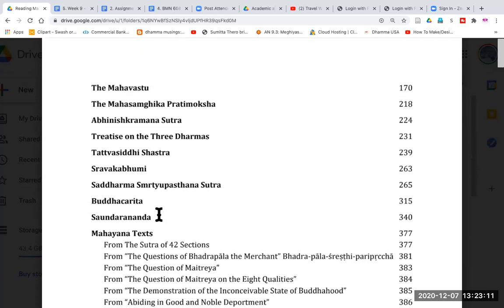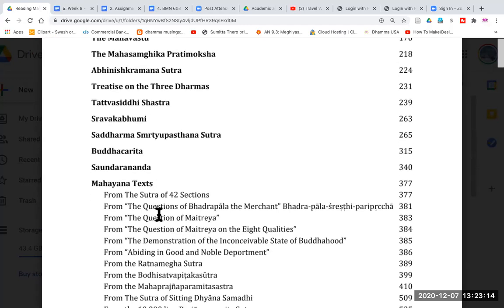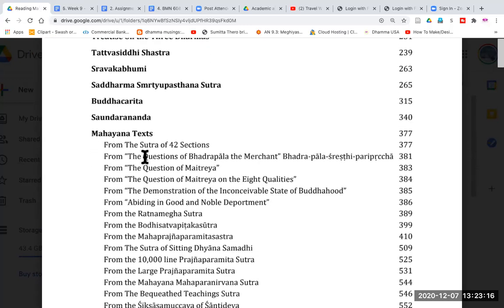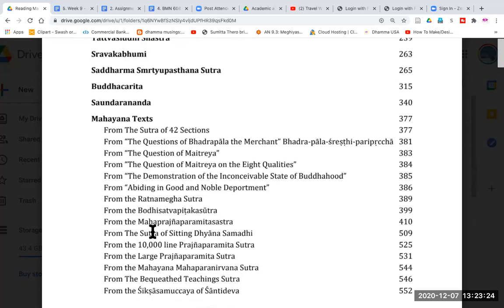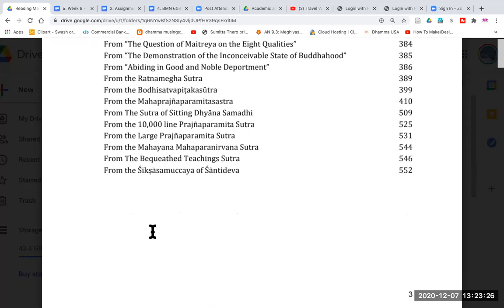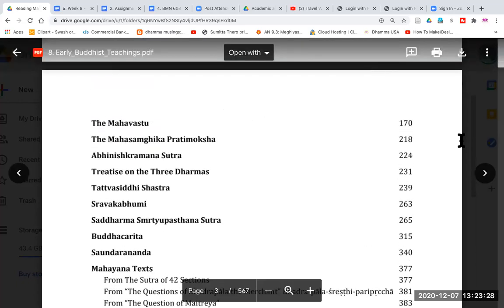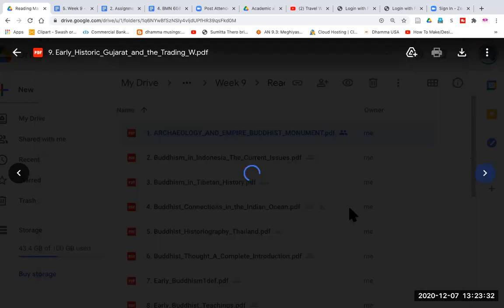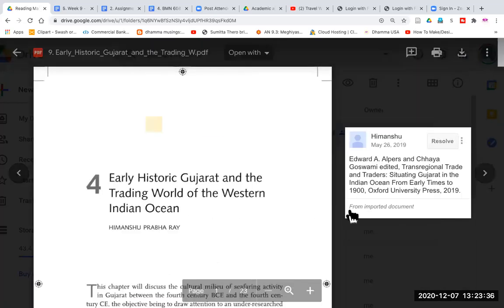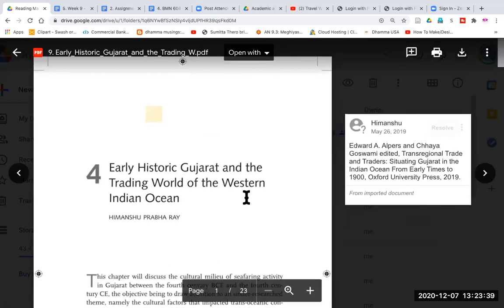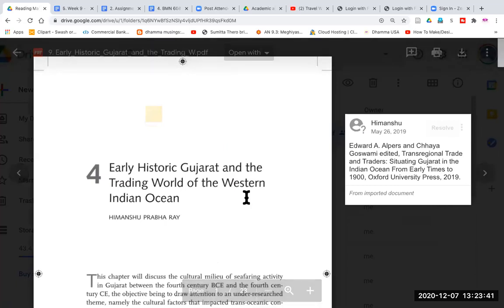This is a pretty good one for Mahayana students, from Buddha Charita, Saundarananda. I have done this Sanskrit book before. Mahayana texts are there here. Okay, so this book is also recommended if you want to learn more about the Mahayana side.